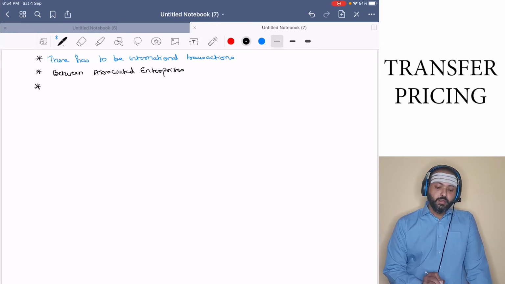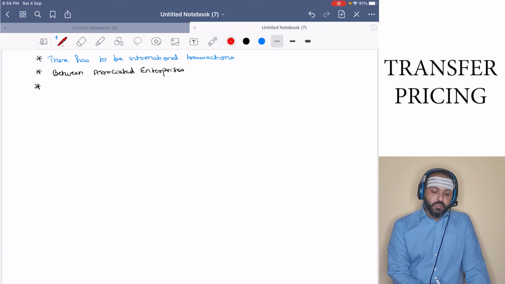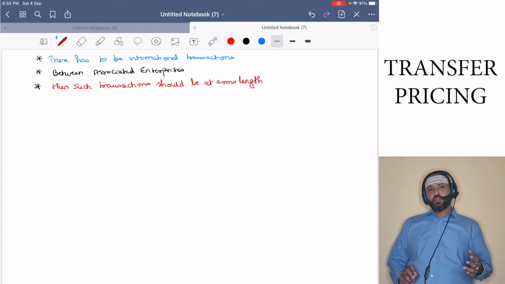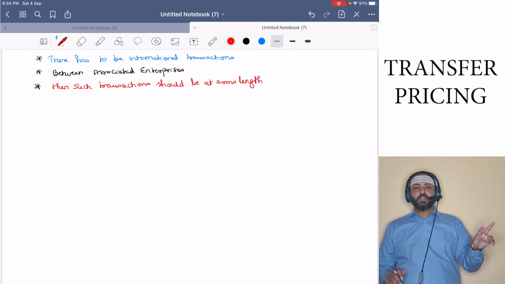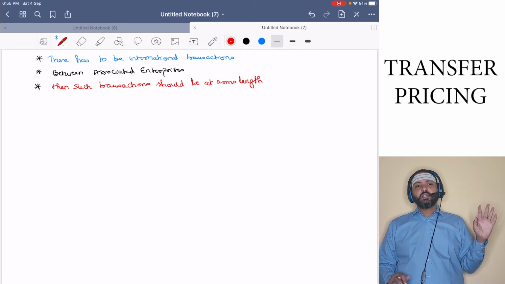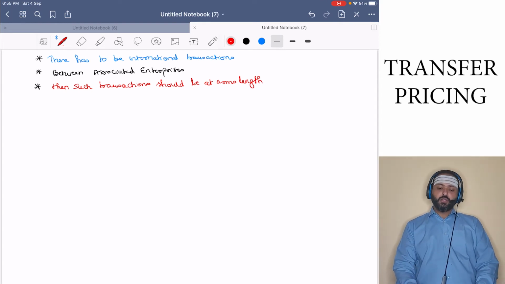So what did they tell? There has to be an international transaction. Such international transactions should be between associated enterprises, and then such transactions should be at arm's length. So what were the three conditions? There had to be an international transaction. Such international transaction should be between associated enterprises, and 3, when these two elements exist, then the transaction should be at arm's length. Now this raises a question which we have to answer.